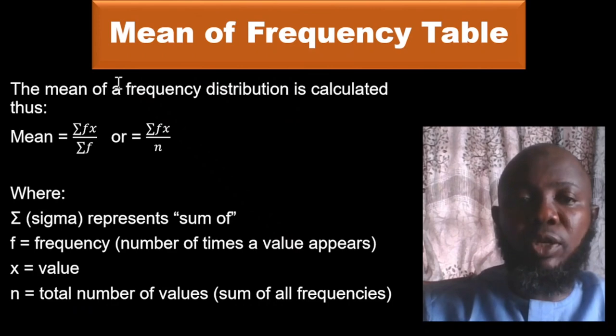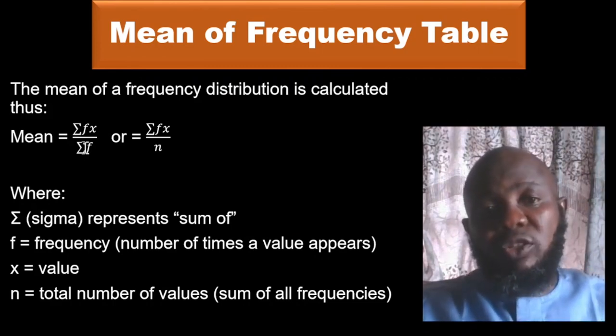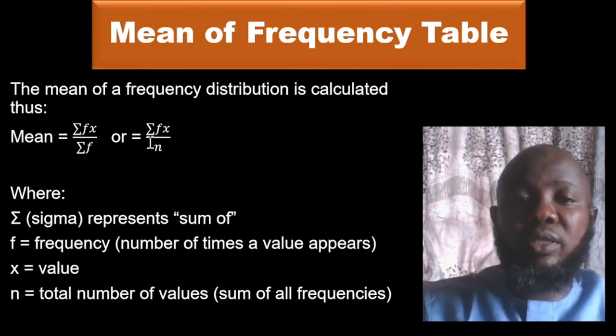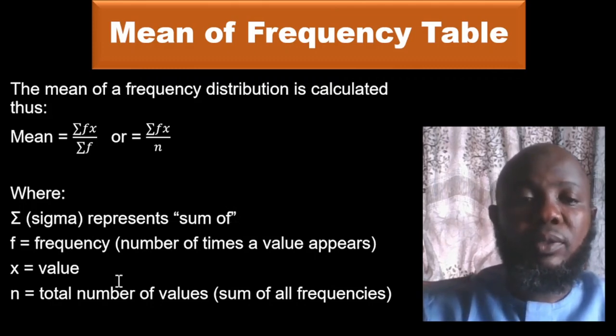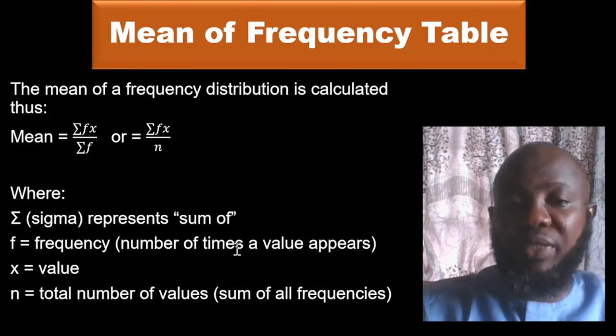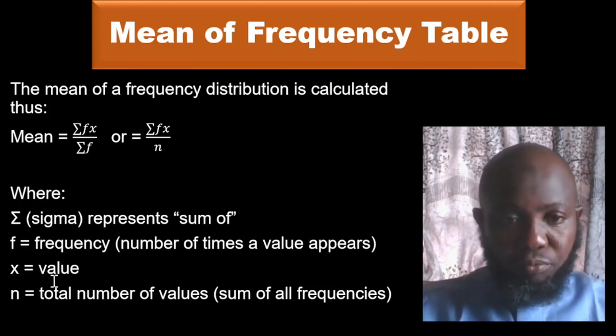So the mean of a frequency distribution is calculated thus. Mean is equal to this symbol. We call it the sum of fx over sum of f, or sum of fx over n. The sum of, which is called sigma, represents sum of. The symbol you can see that looks like E there means sum of. While F represents the frequency, the number of times a value appears, while X is the value that we're talking about.